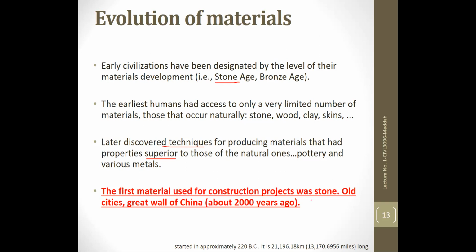The first material used for construction projects was, of course, stone, as you know. Even the earliest humans were using stone not only for constructing their houses or shelters, but also for other purposes such as tools. And maybe one of the most famous structures made with stone is the Great Wall of China, which was built around 2,000 years ago. This structure is still standing and was built with stone. So stone is mostly considered the oldest construction material. Of course, wood also, as you may find in some other references, is considered one of the oldest construction materials.